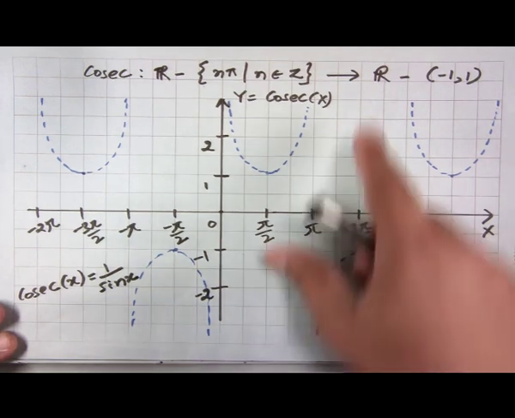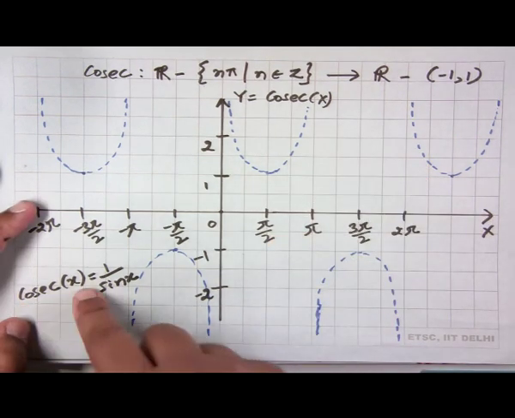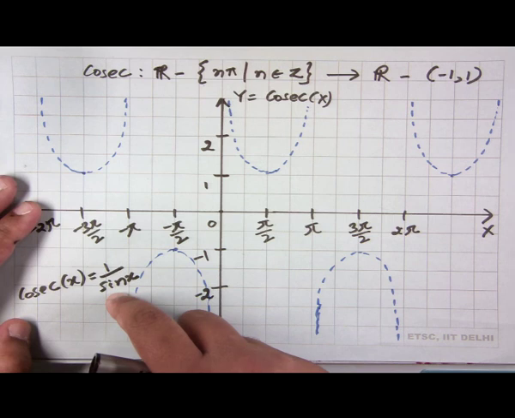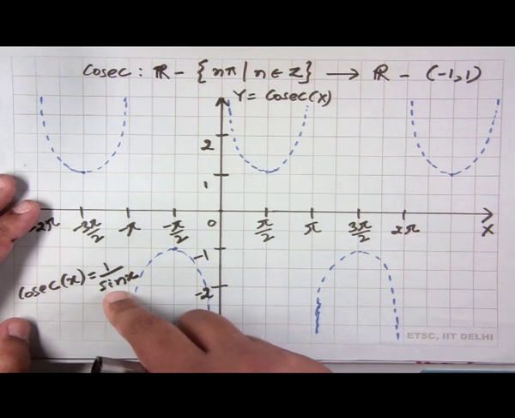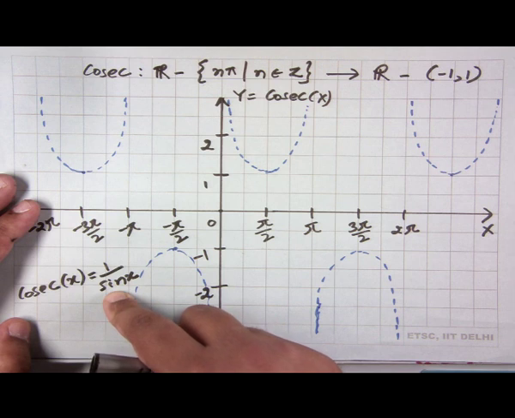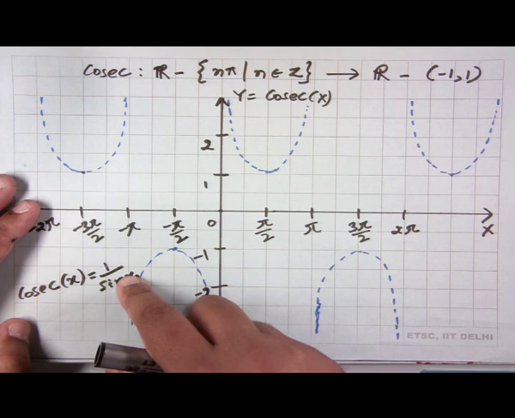And for the range, what we see is that because cosec x is 1 over sine x, and the range of sine x is all values between -1 and +1, what will happen is that 1 over sine x will take all values outside the interval -1 to +1.